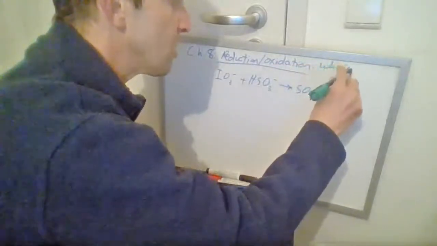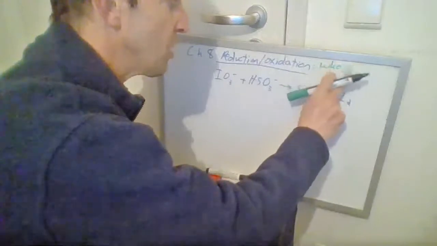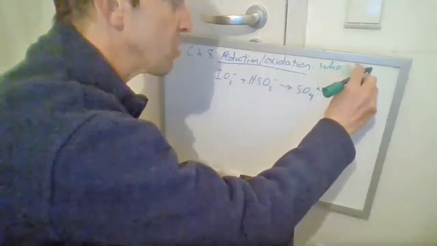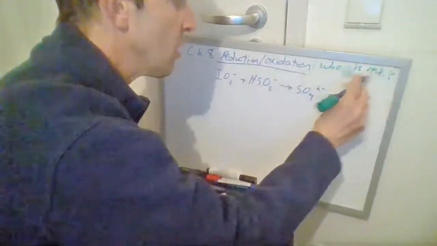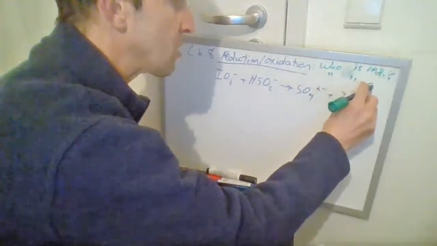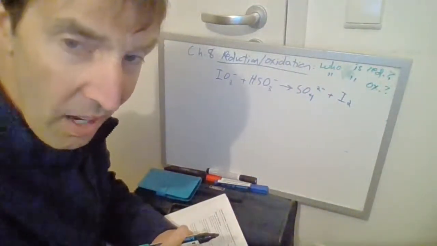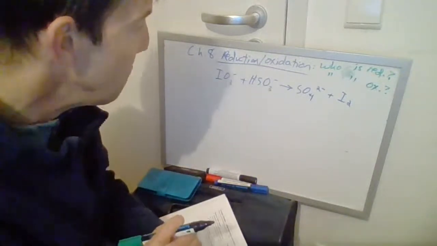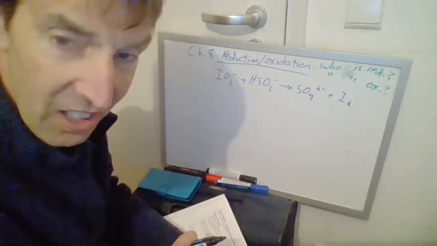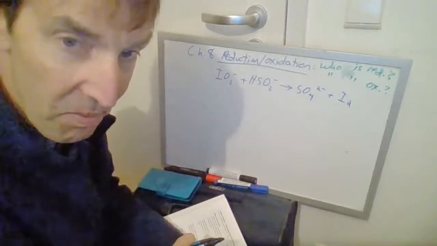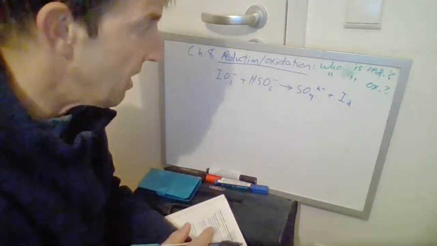Who is reducing? Who is oxidizing? Well, the only way we can answer that is with the oxidation numbers. You ready? And we got to take the numbers of the things that are doing something. So we're going to do some of this in our head.